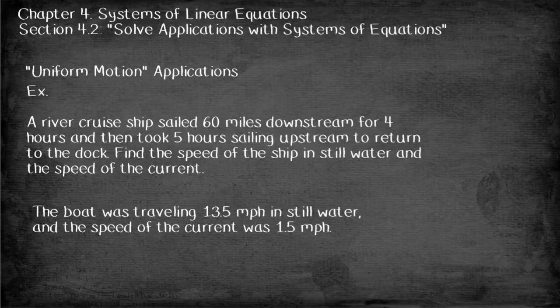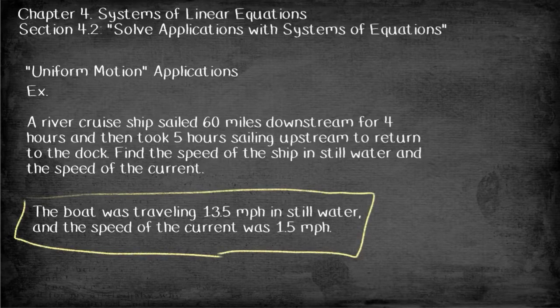Alright, now being a somewhat real-life application, I converted the numbers to decimals, although it's not strictly speaking necessary. So there we have it. The boat was traveling 13.5 miles per hour in still water, and the speed of the current was 1.5 miles per hour.